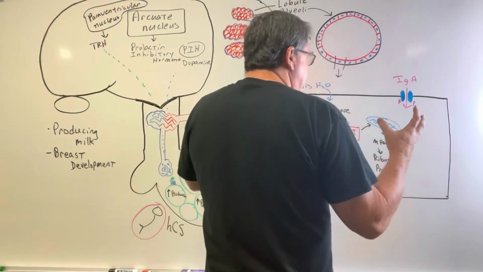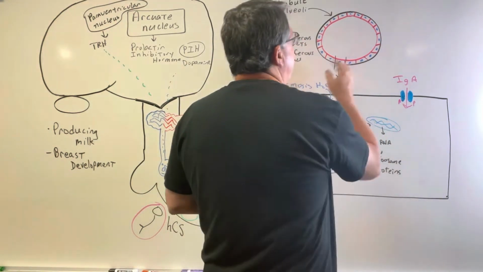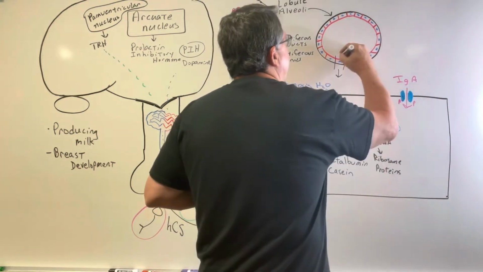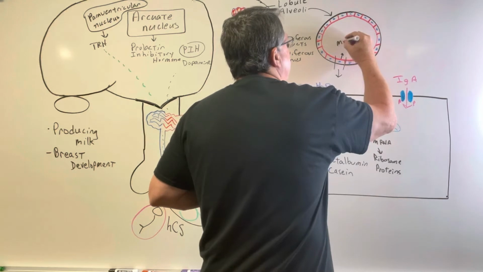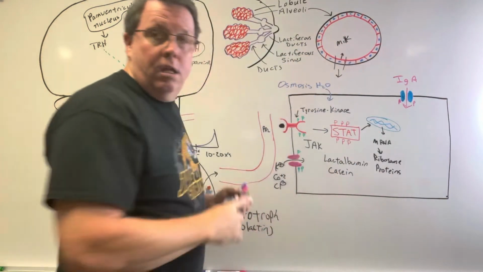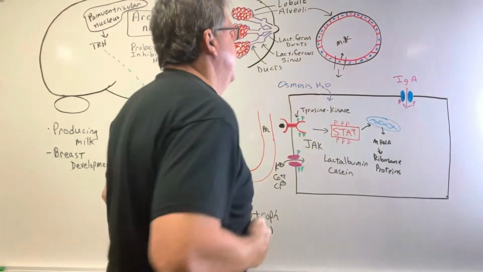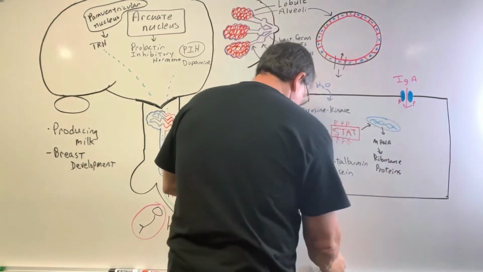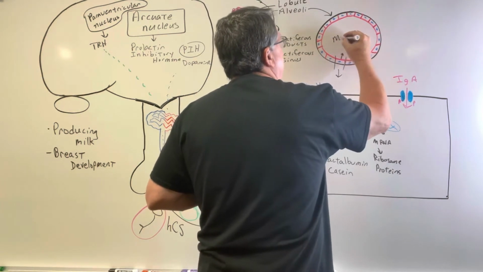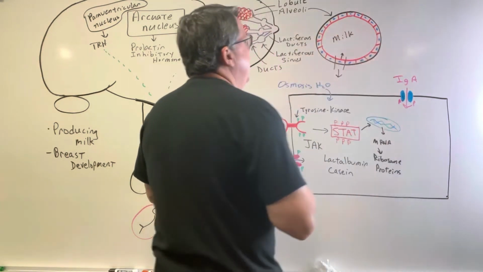So eventually, after this is all put together, it's going to be forced out into this area in here, right? So we're going to force all this out, and then the milk is going to be stored inside the lumina of the alveolar cell. So milk is what I wanted, right? Okay. So anyways, that's that there.